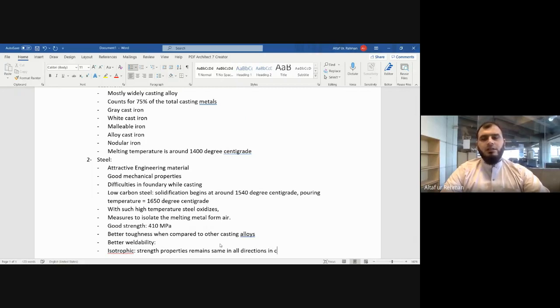Okay, so that was all about the ferrous alloys, which include cast iron and cast steel. And in the next lecture we will be covering the non-ferrous alloys.